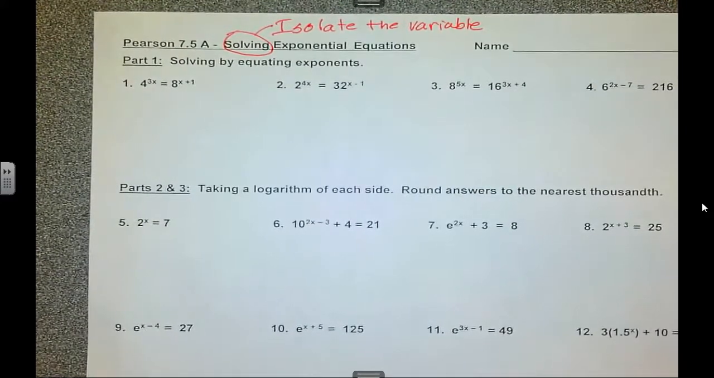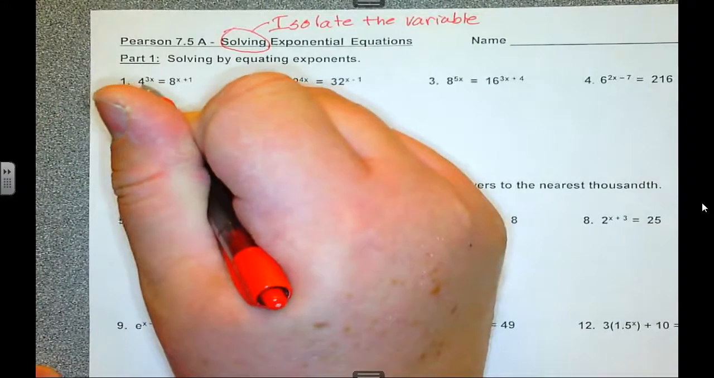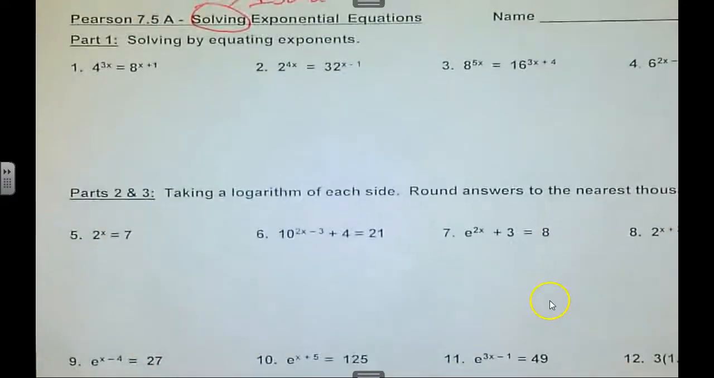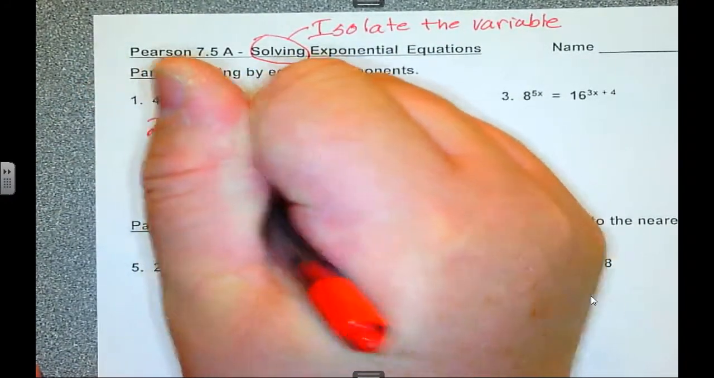It would be nice if I had the same base, then I can exponentiate it, right? Well, let's see if we can make it the same base. Let's bring this down to the lowest base possible, 4. How can I rewrite 4? 2 squared, right?